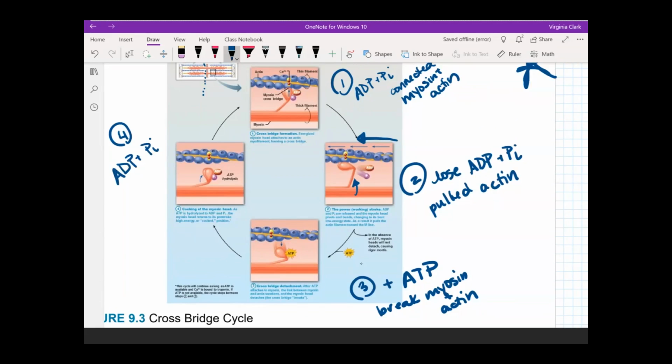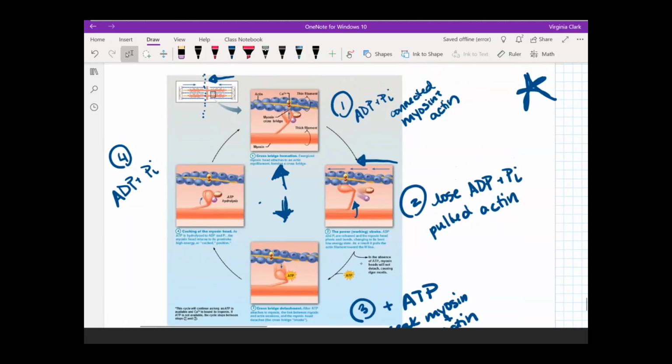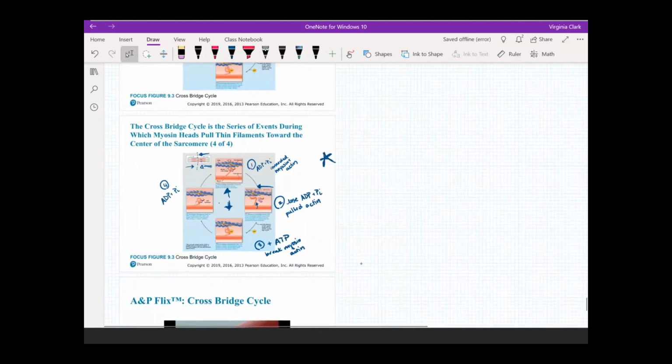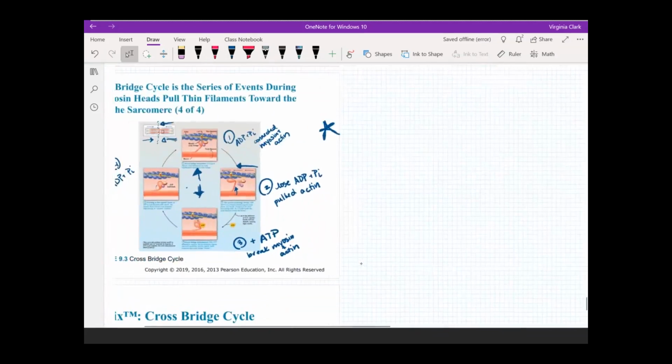So this is a cycle. So it will form here, it will break here, it will form another one, it will break, it will form, it will break. But as it does this, it will slowly move things toward the middle. So you are sliding these filaments over each other, that sliding filament of contraction.